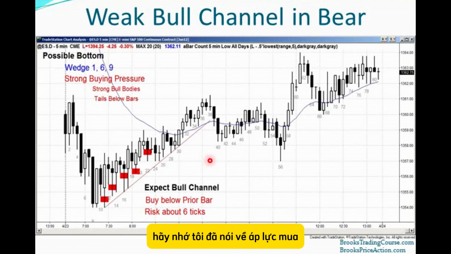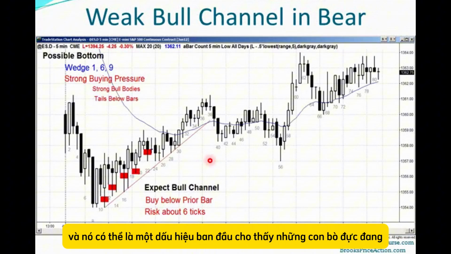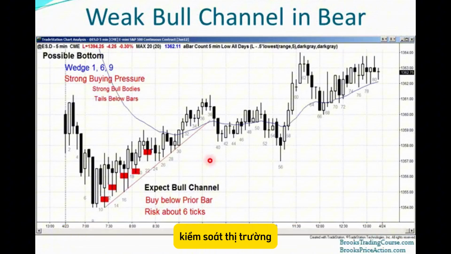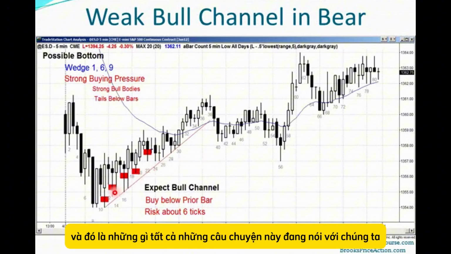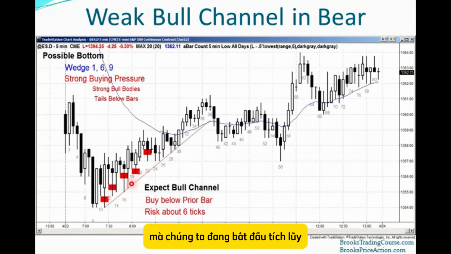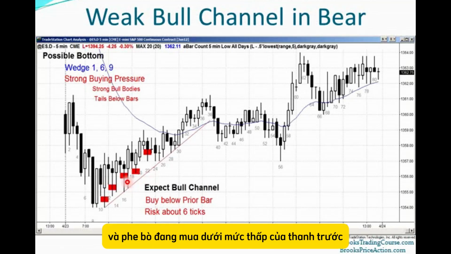Remember, I talked about buying pressure, and it can be an early sign that the bulls are taking control over the market. And that's what all of these tails are telling us, that we're starting to accumulate a lot of buying pressure, and the bulls are buying below the low of the prior bar.